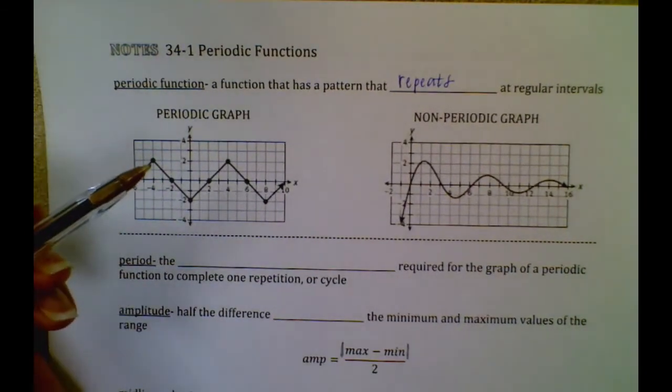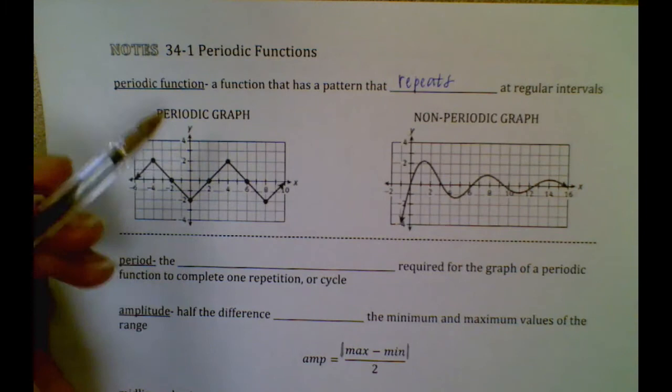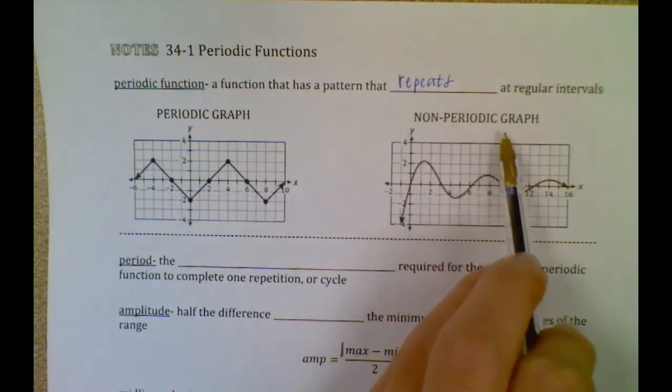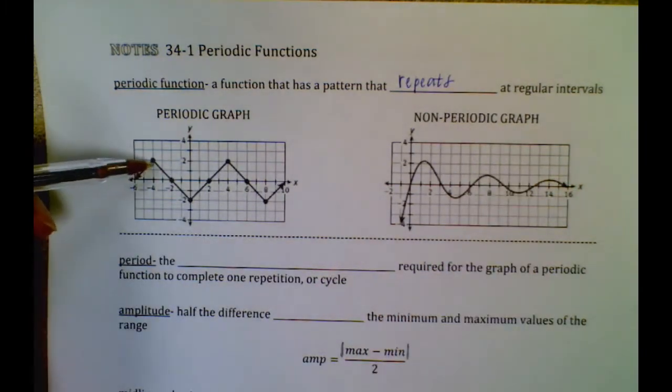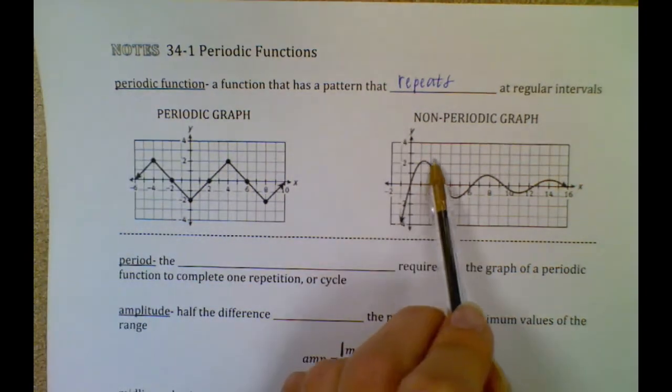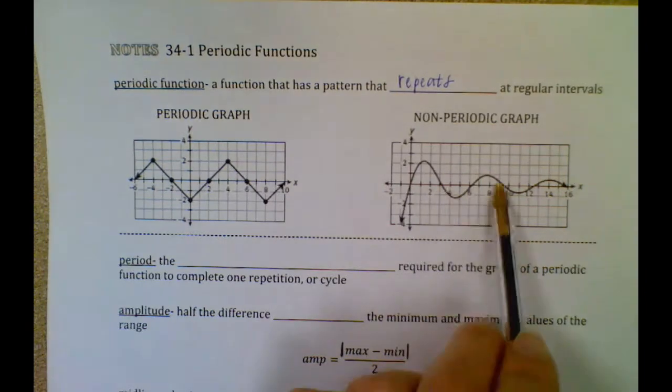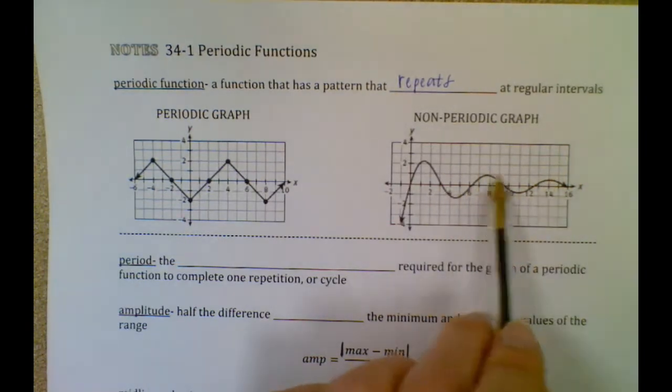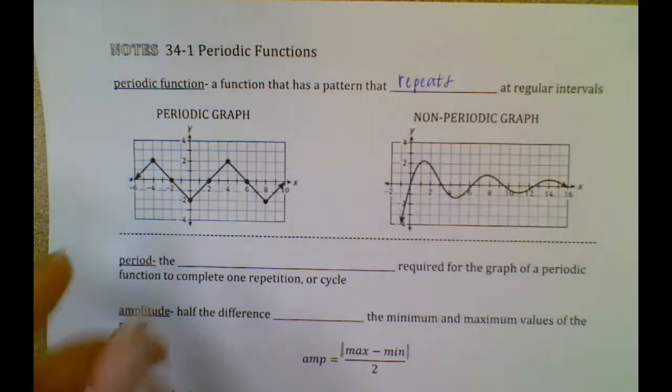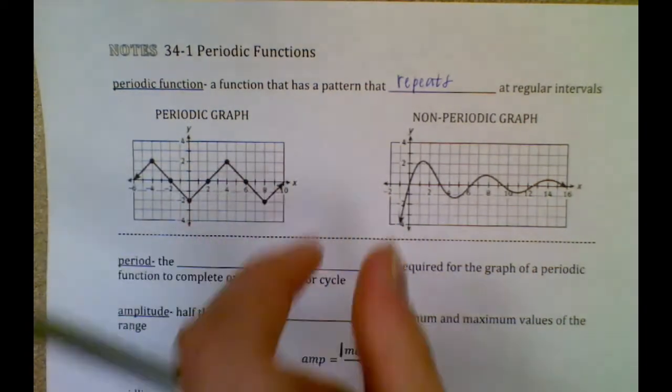So here to the left is a periodic graph. Over here to the right is a non-periodic graph. If we look here, this function is just constantly repeating, right? Over here though, if I look at this piece, it's not the same as this piece over here, or this piece isn't the same as this piece over here, okay? So think of it as it's got to look like a repetition, okay?